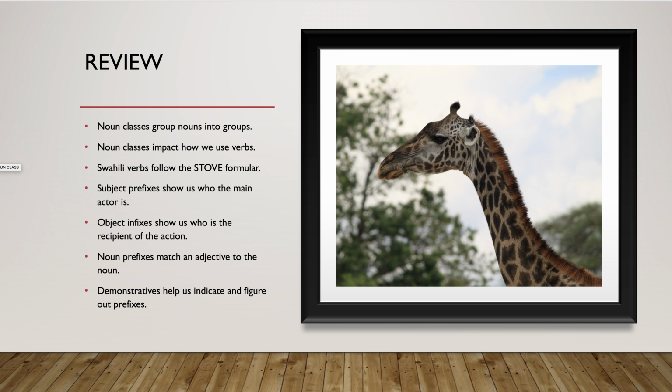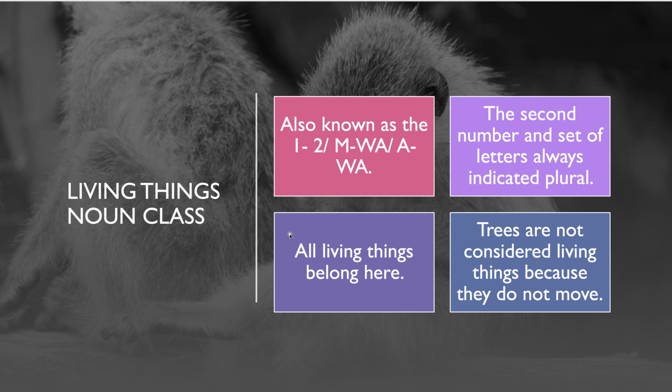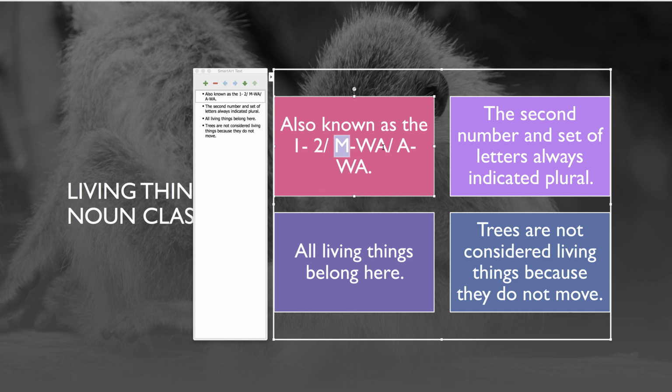So we are now just going to start looking at the different noun classes, and in this segment we're only going to do noun class 1 and 2 so that we can look at the specific characteristics it has. It's also known as the 1-2 class, 1 being the singular and 2 being the plural, also known as the m-wa class, m being the noun prefix and wa being the plural of the noun prefix. So like we talked about, mtoto mzuri, watoto wazuri, and it's also known as the a-wa class based on the subject prefixes. So we use a to indicate the subject and wa in the plural form.